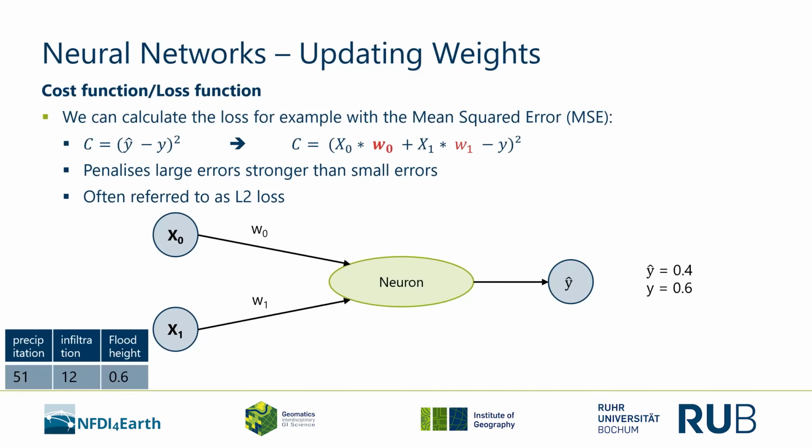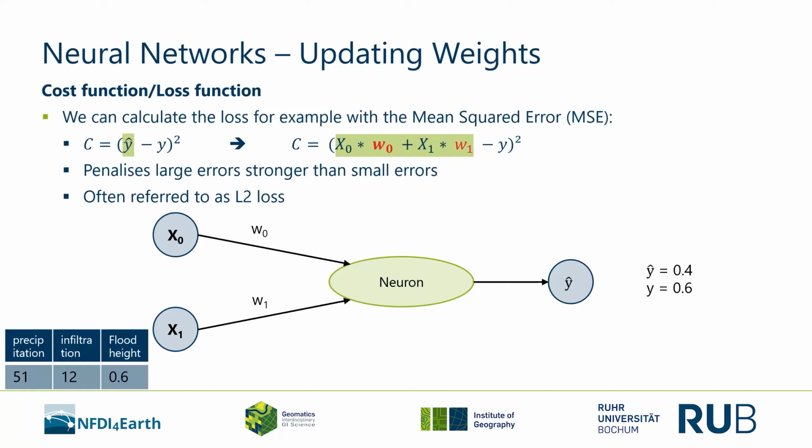That's where the so-called cost or loss function comes into play. It measures the error between the prediction and the actual value. One common loss function is the mean squared error, or MSE for short. It calculates the average of the squared differences between the predictor and the target value. If we only had one measurement, calculating the average value would be pointless.